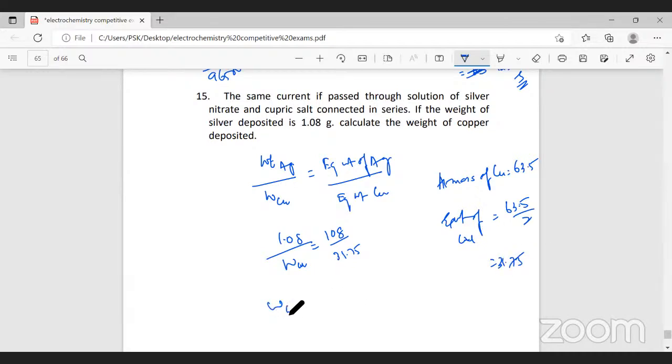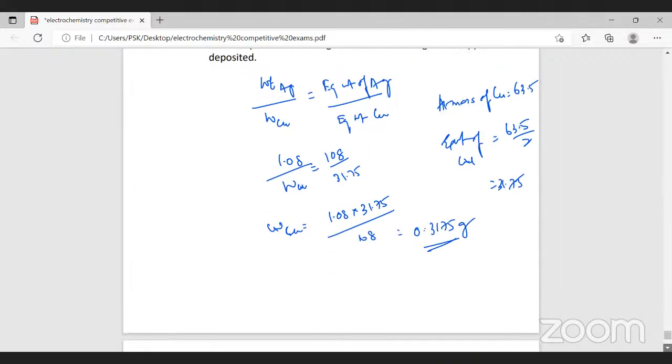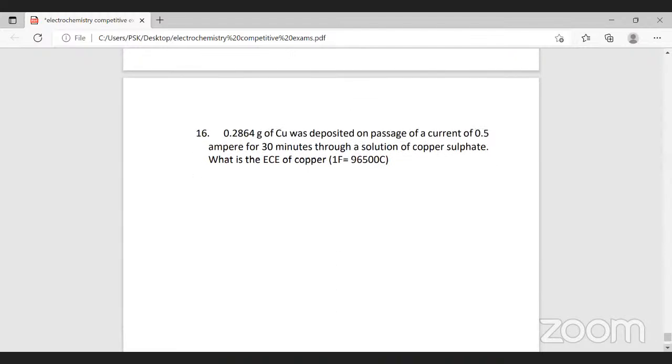So now what will be the weight of copper? Weight of copper will be 1.08 into 31.75 divided by 108. On simplification, we will get the value to be 0.3175 grams. So the weight of copper deposited is 0.3175 grams. Followed with this? Simple problem. This is based on Faraday's second law. Yes, sir. One more problem.